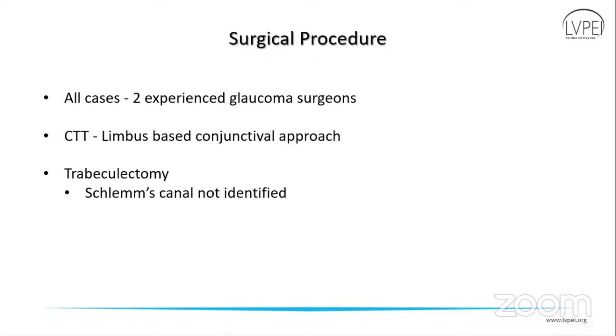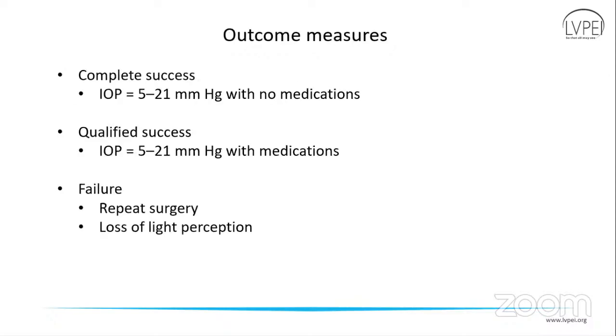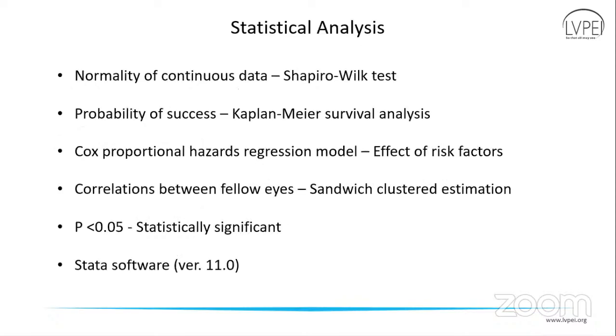We do not believe in using intraoperative mitomycin C in primary surgery in congenital glaucoma, and here is a series where all the patients were done without any antifibrotic therapy at primary surgery. The outcome measures were defined before the data analysis. Complete success was defined as intraocular pressure 5 to 21 millimeter of mercury with no medication, and when medications were used to control the intraocular pressure, it was in the category of qualified success.